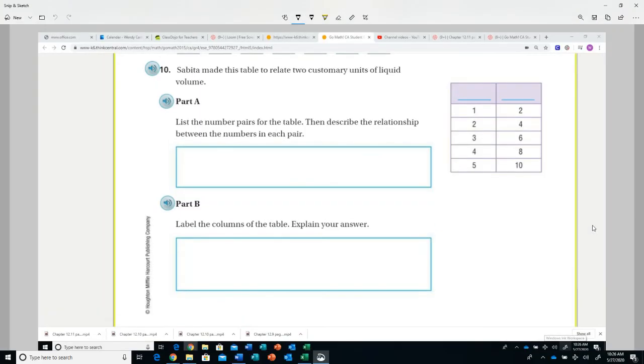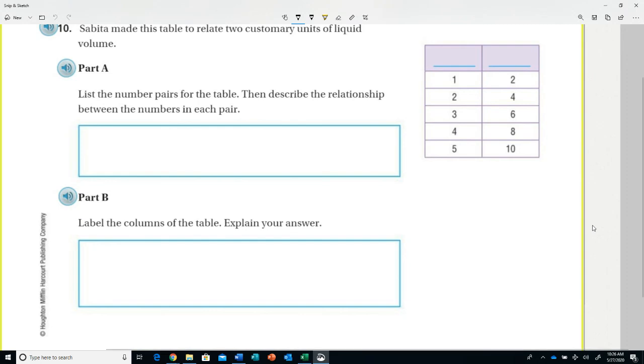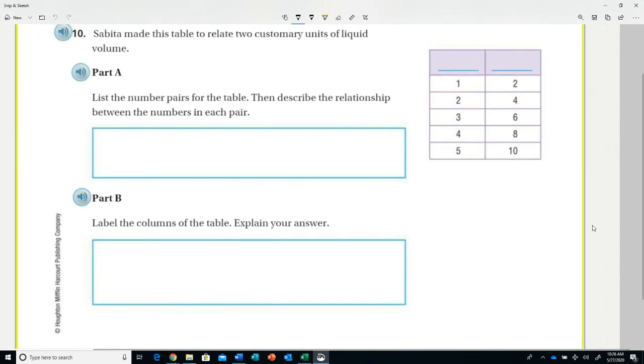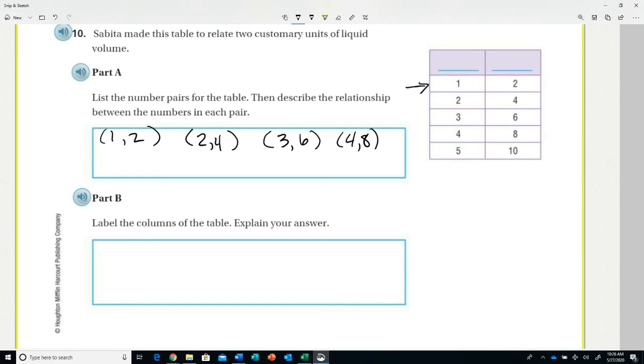So, Savita made this table to relate two customary units of liquid volume. Customary units of liquid volume means cups, pints, quarts, gallons. So, part A, list the number pairs for the table, then describe the relationship between the numbers in each pair. Alright, so we've been doing this one for the past couple lessons. 1 and 2, 2 and 4, and I'm just reading straight across the line here. The next one is 3 and 6, then 4 and 8, and finally 5 and 10.